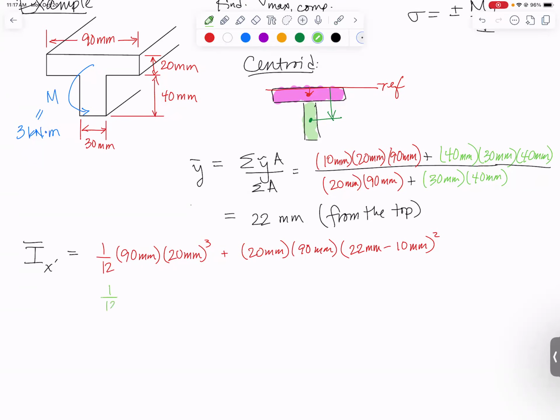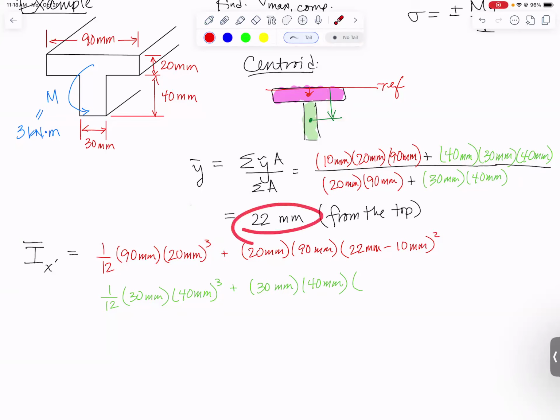Green rectangle will be 1/12. The base this time is 30 millimeters and the height is 40 millimeters, which gets cubed. Add to it the area, 30 millimeters times 40 millimeters, and then the distance between their two centroids. So again, we're going to grab that 40 millimeters that we had before. That's where the centroid of the green rectangle is from our reference axis, and subtract from it the 22 millimeters that you have to come down to get to the center of the whole shape. So we're plugging in 40 millimeters minus 22 millimeters, and we're going to square that.